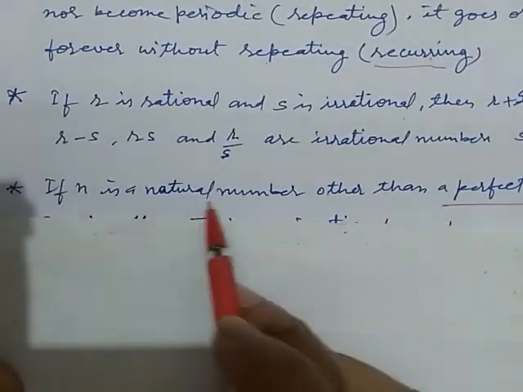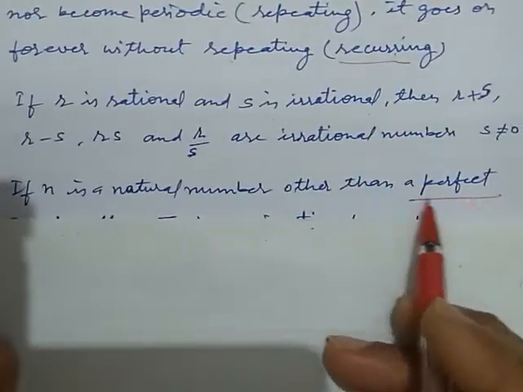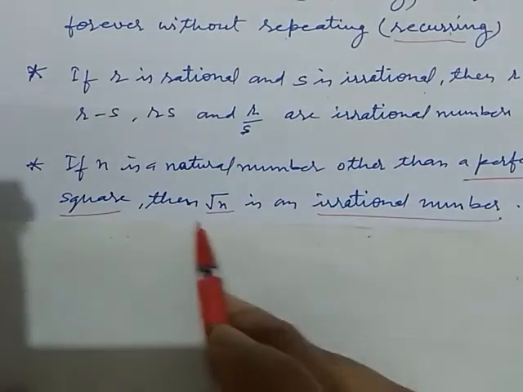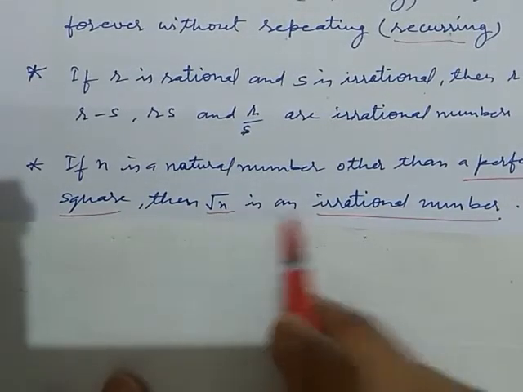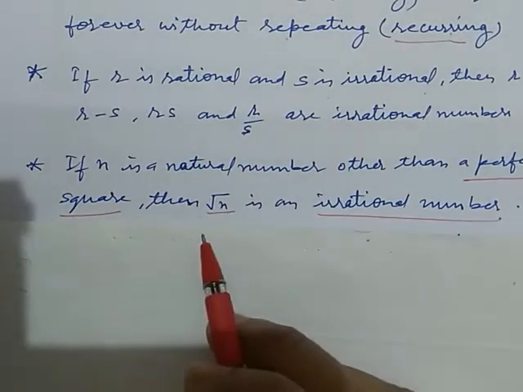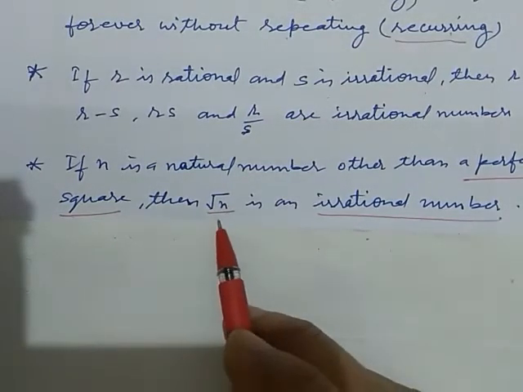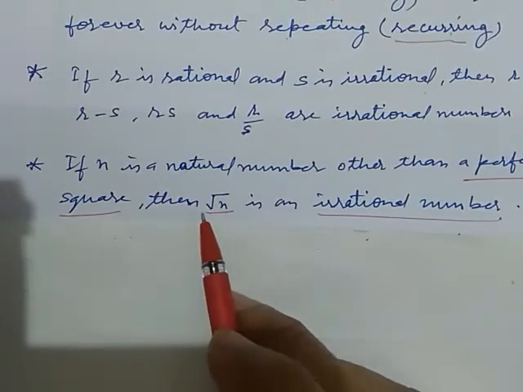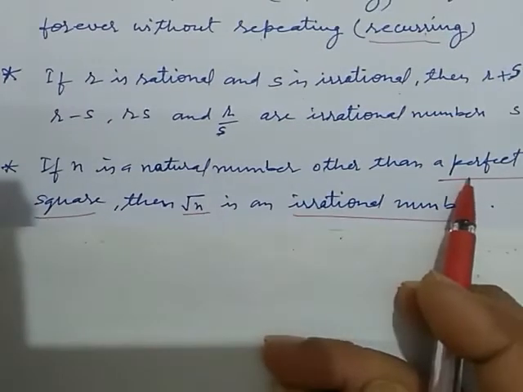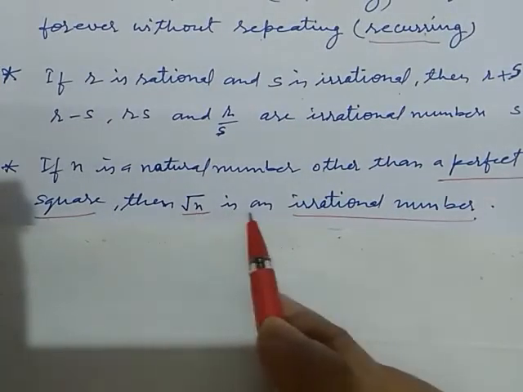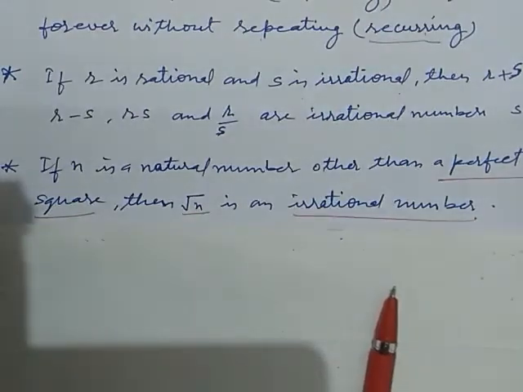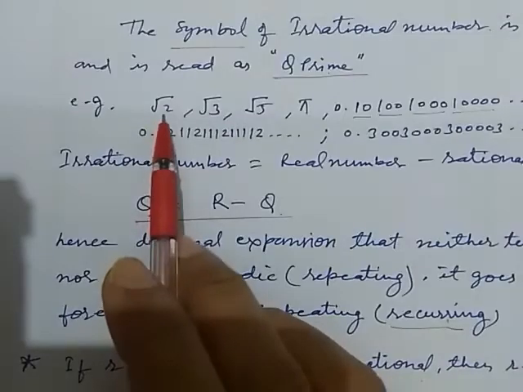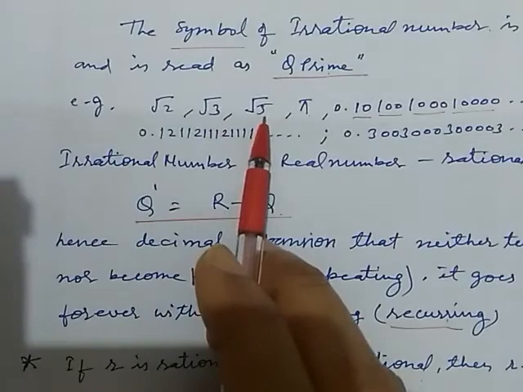If n is a natural number other than a perfect square, then root n is an irrational number. If the number is a perfect square, then it converts into a natural or whole number. But when the number is not a perfect square, then root n is an irrational number, as we see in examples like root 2, root 3, root 5, root 7 and like that.